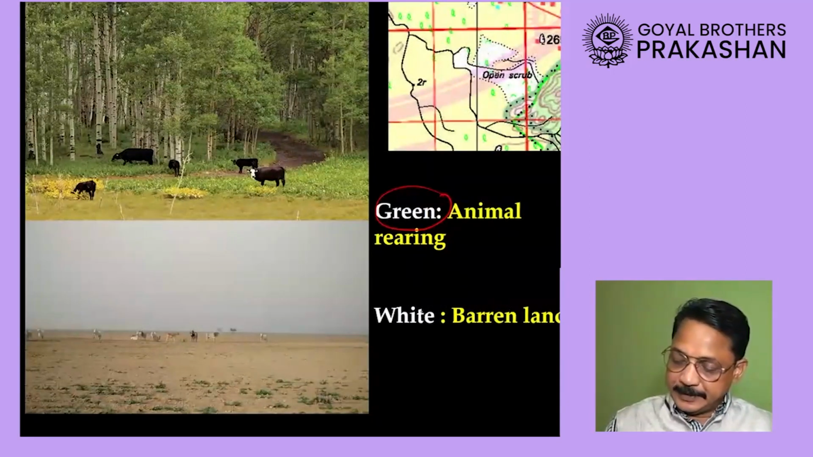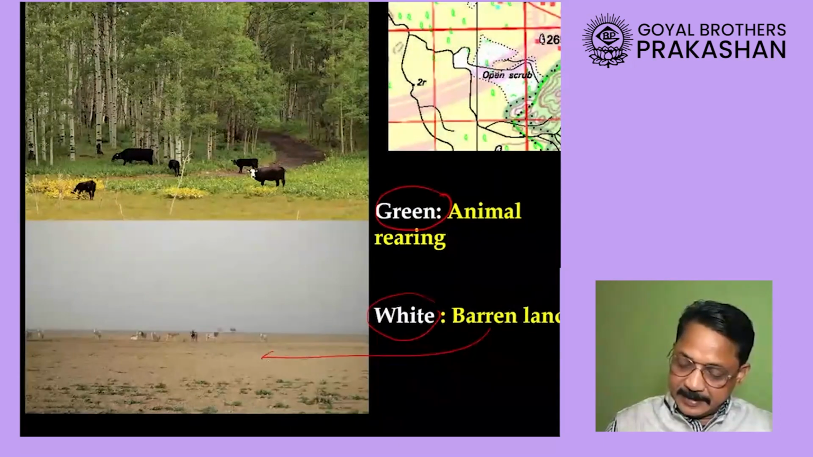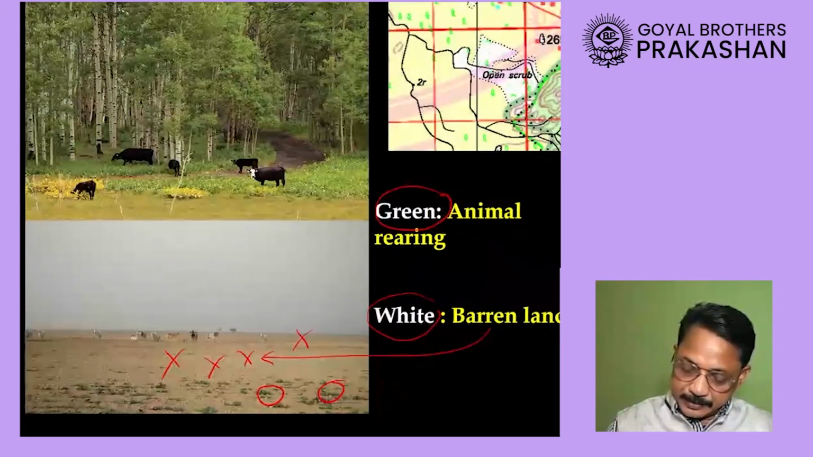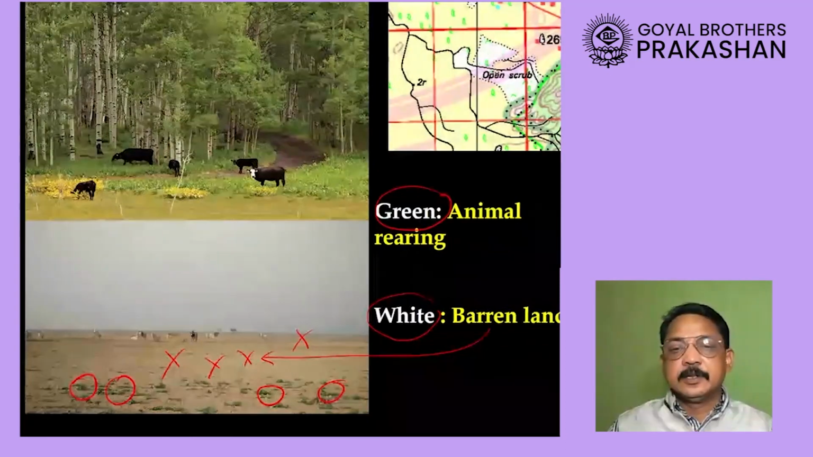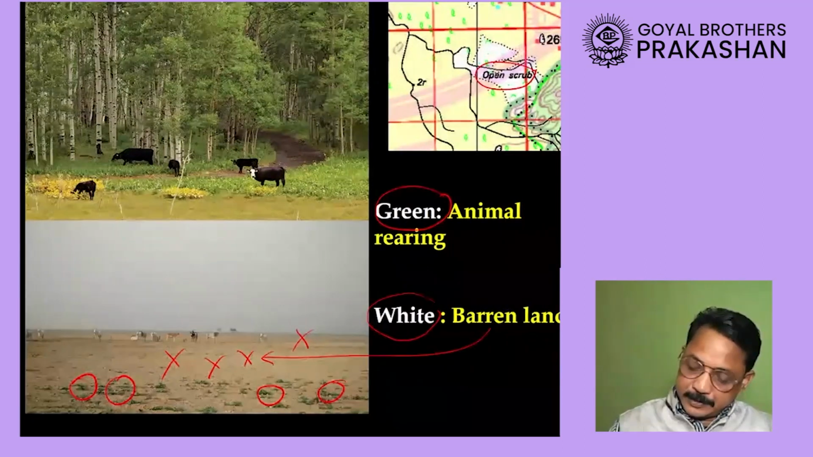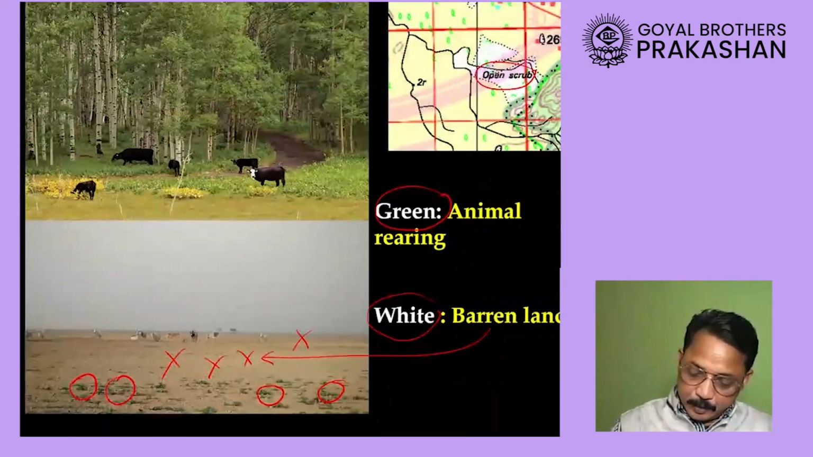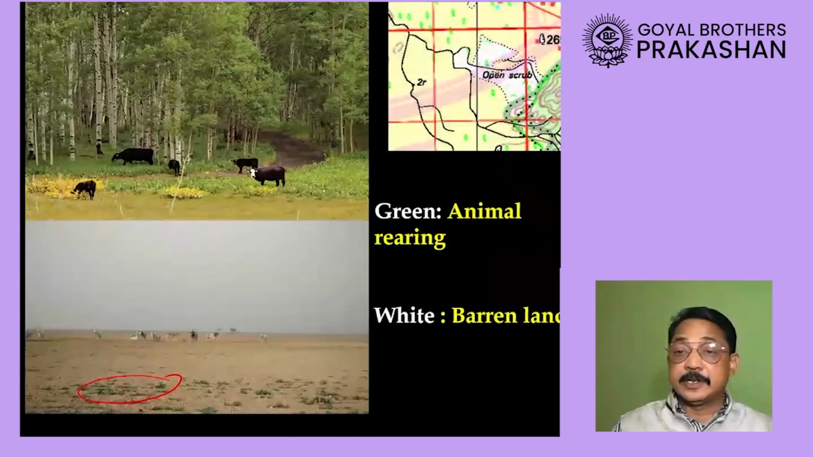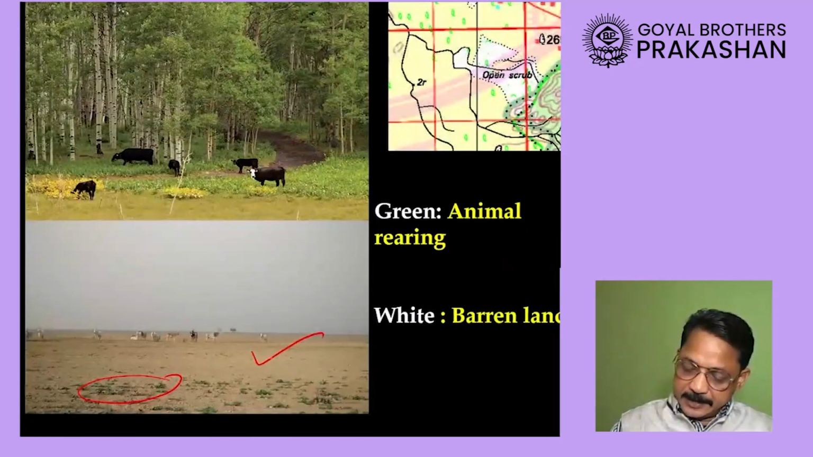And sometimes, as I said, if you see the white color, that indicates barren land. Barren means such a land is uncultivable. But if you see short grass, small plants growing on it, then sometimes on a map the words will be written over there, open scrub. As you can see here, this is open scrub, this is open scrub that is growing over there. Open scrub is a short stunted grass.